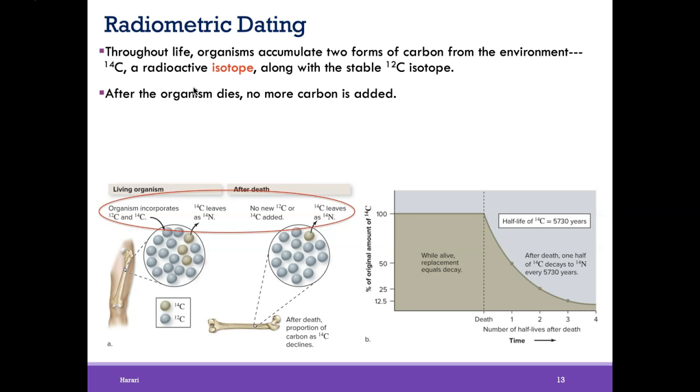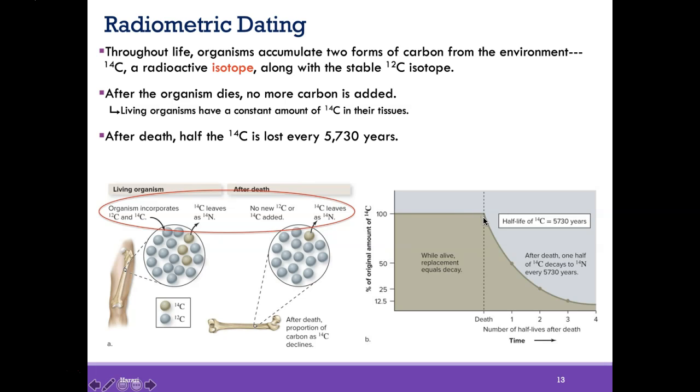So these radioisotopes are unstable, and they basically decay at a very steady rate. It's important to know that while an organism is alive, there's a constant rate of C14. Organisms accumulate both versions of carbon, carbon-12 and C14, and there's a constant rate of C14 in their tissues while they're alive. But after the organism dies, no more carbon is added, and C14 will constantly decrease.